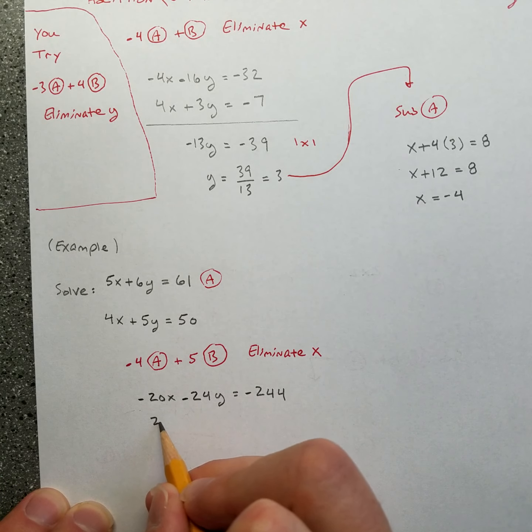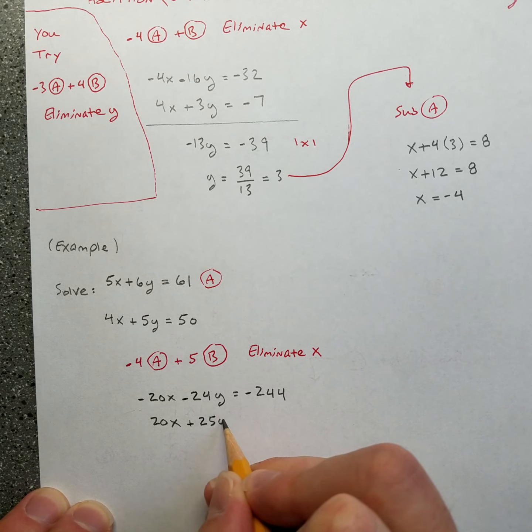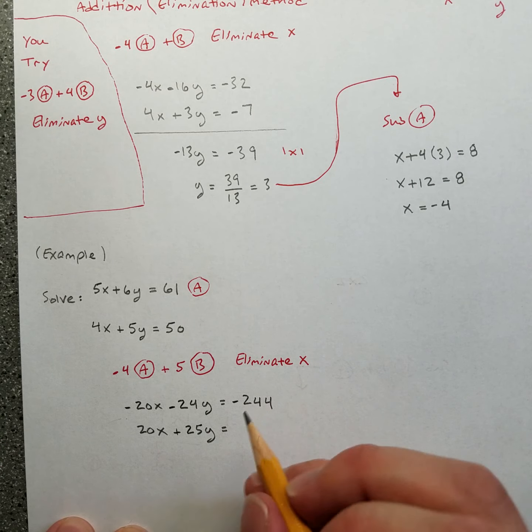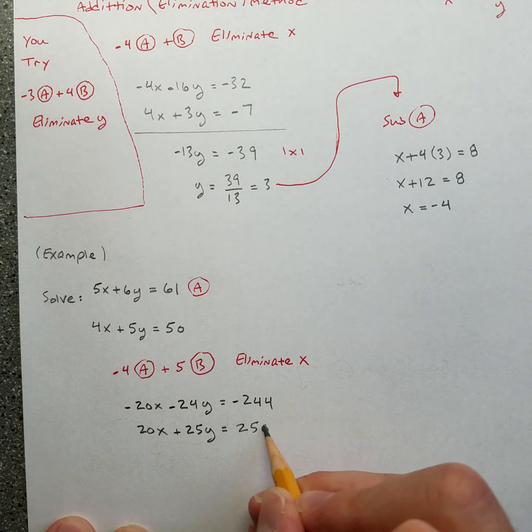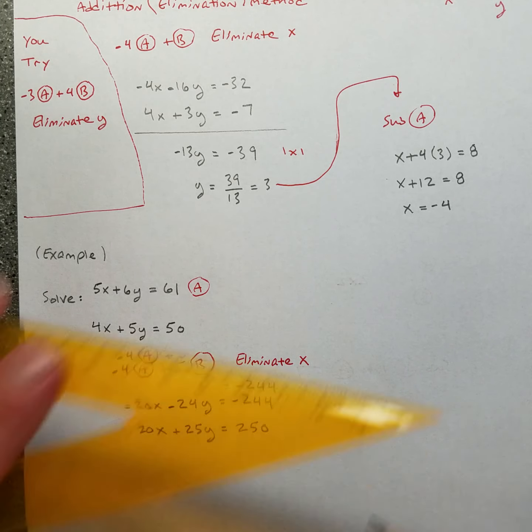And then I want to do 5 times equation B. So I get 20x, 25y, and then 250. Okay? All right. So that, there in red, that was my plan. And here's how it plays out.